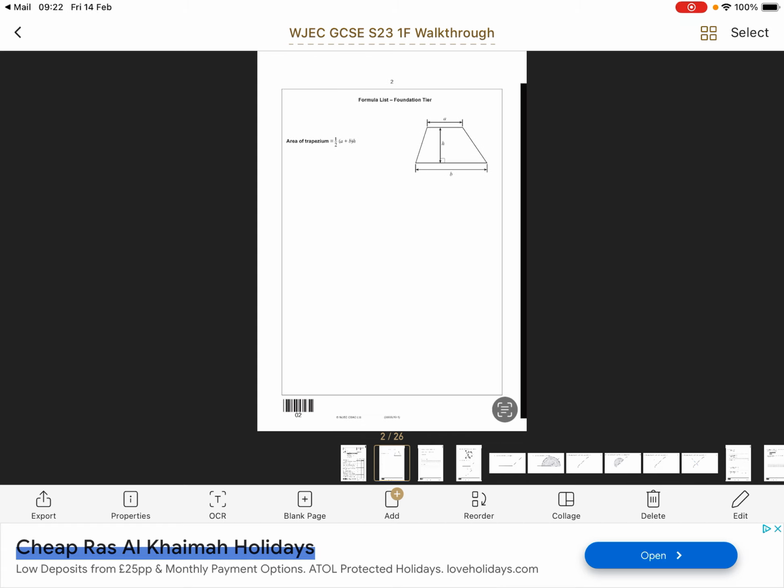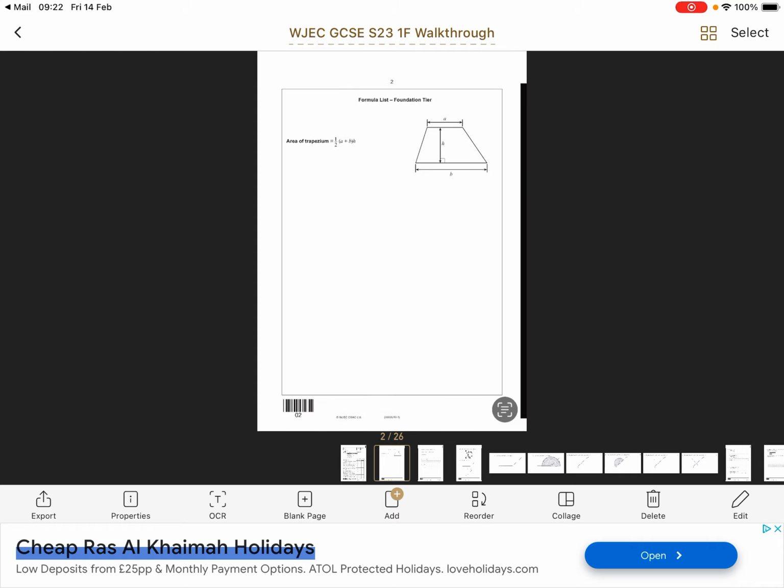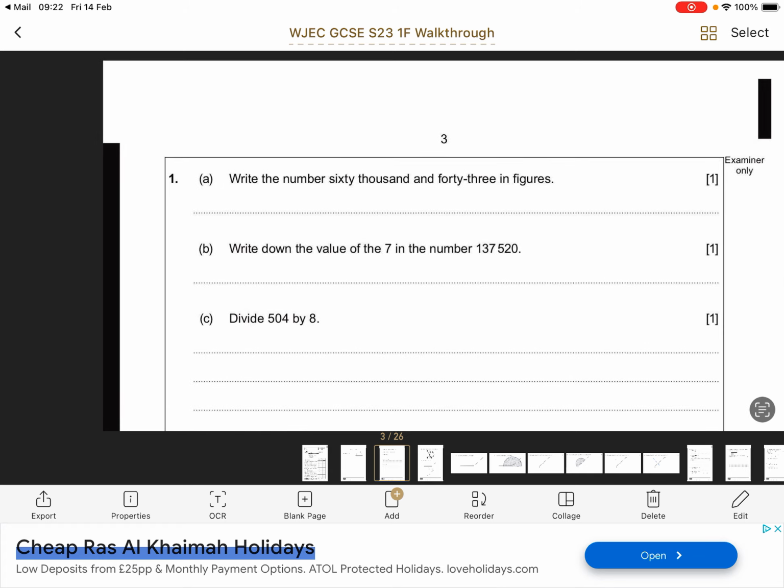Page 2 has got one formula. In this case, it's for the area of a trapezium. So don't forget that that's there, because that might come in useful at some point during the exam. Okay, on to the first question.